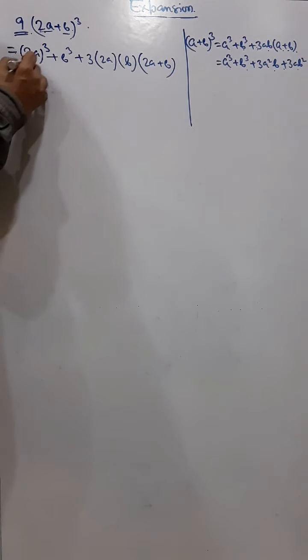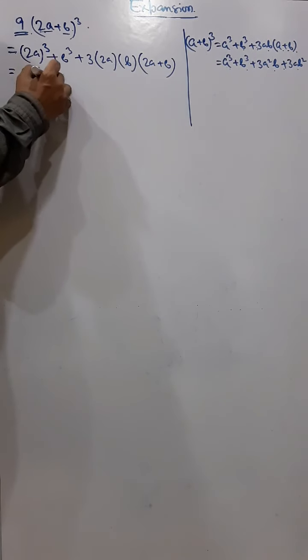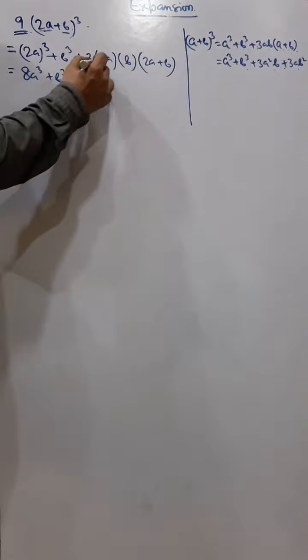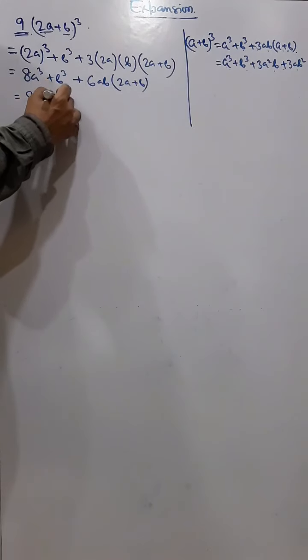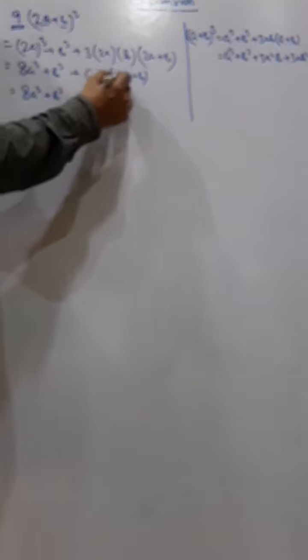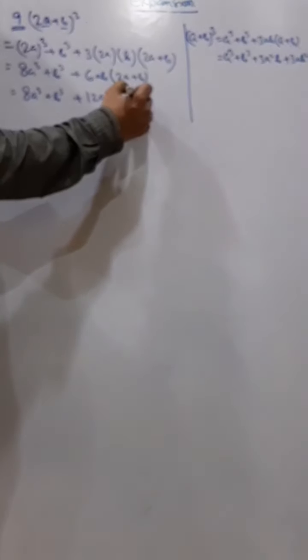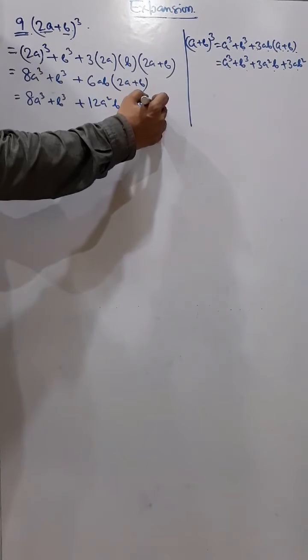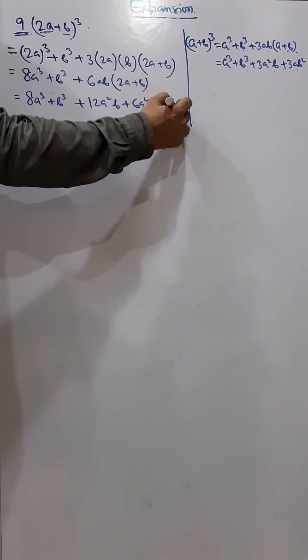And now simplify. You got what? 8a cube plus b cube plus 6ab, and then bracket what you have? 2a plus b, and then 8a cube plus b cube plus 6 into 2, 12a square b plus 6a square b, and that is the answer.